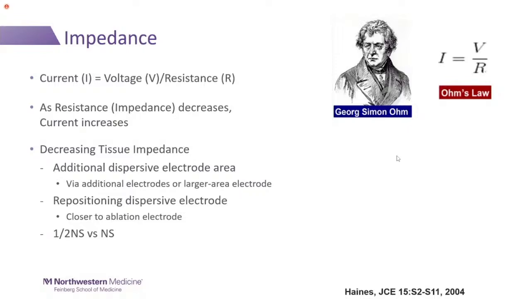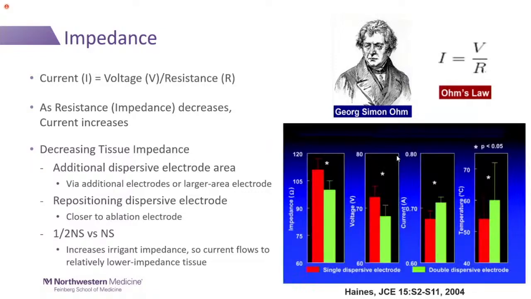So does anyone use half normal saline? Okay, so you can use half normal saline. So how does that work? How does that, in theory, improve the lesion size? You do that because you want to deliver a larger lesion, right? Well, it turns out that there are fewer ions flowing through your irrigant tissue. So relatively speaking, the tissue becomes lower impedance, okay? And so the current is going to tend to flow to the relatively lower impedance tissue, and you can theoretically get a larger lesion.